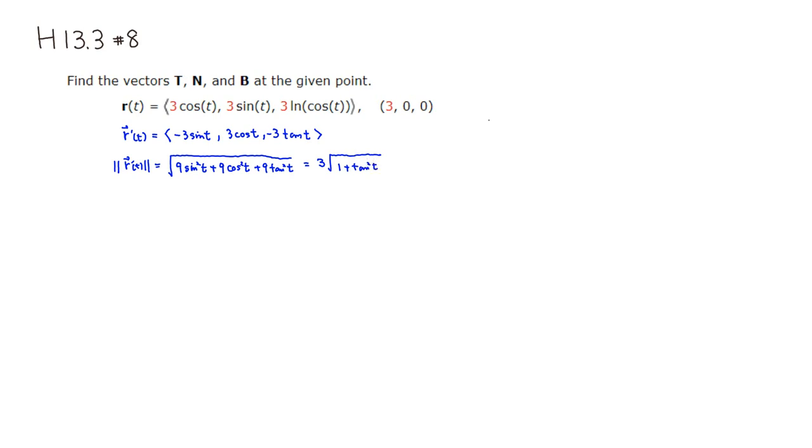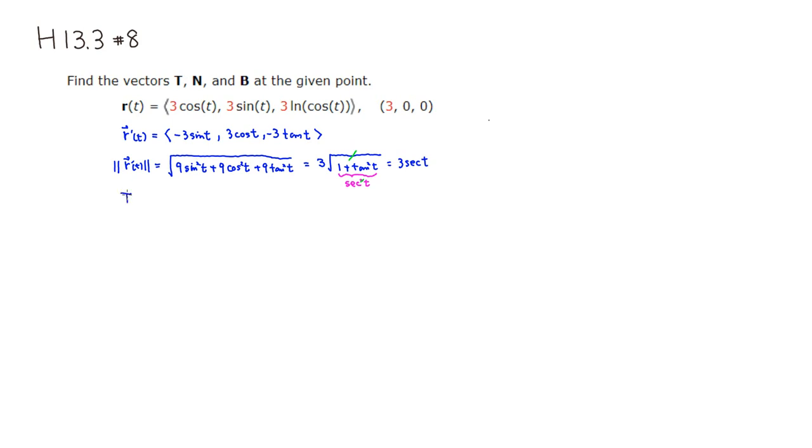But luckily, using the trig identity, we know that 1 plus tangent squared is secant squared of t. So we can cancel the square root and the square. So you're just going to get 3 secant of t.